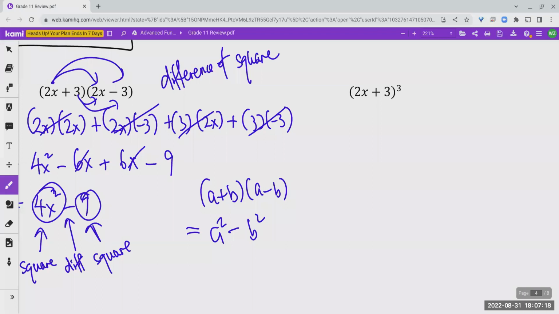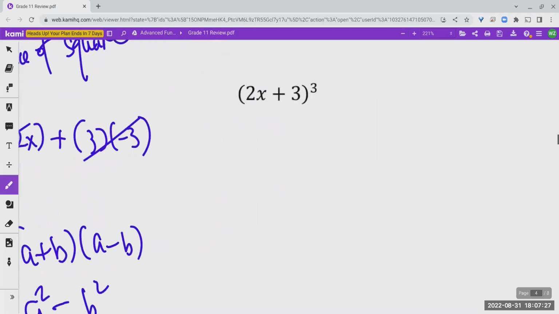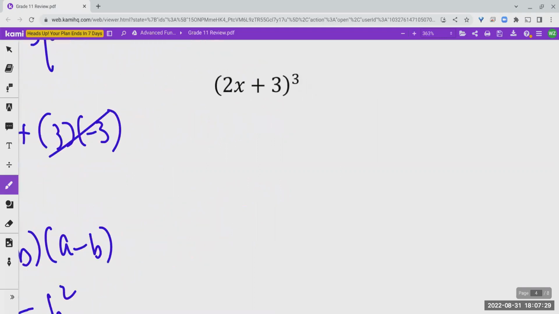Okay, and you probably find it more enjoyable as well as you learn harder material and you get to appreciate how beautiful math can be. Okay, last one for expanding. So this is a cube. 2x plus 3 cubed. Well, cubed simply means you multiply by yourself 3 times.